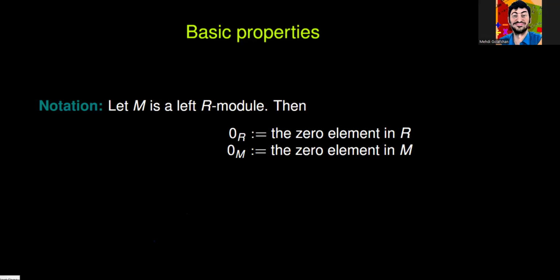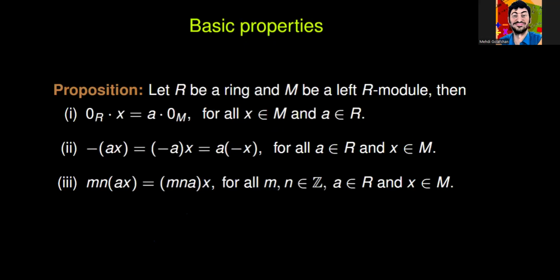Okay, so let me start with the proposition. Let R be a ring and M be a left R module. Then the following are true. First, 0_R times x is equal to a times 0_M. You see that we use both zeros simultaneously. This holds for x belonging to M and a belonging to R.